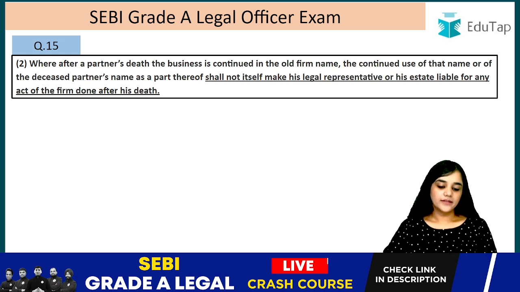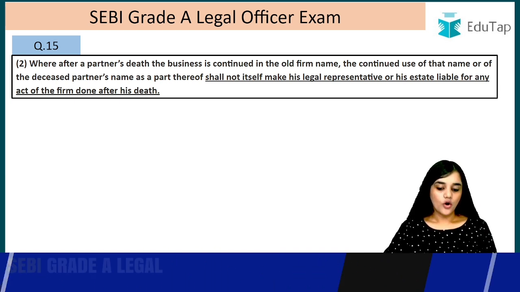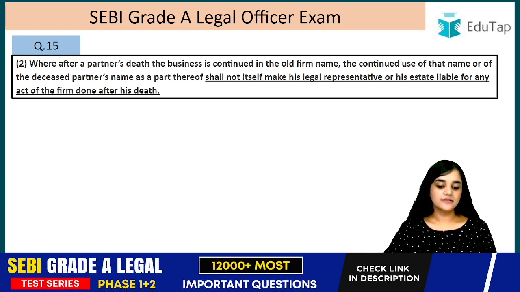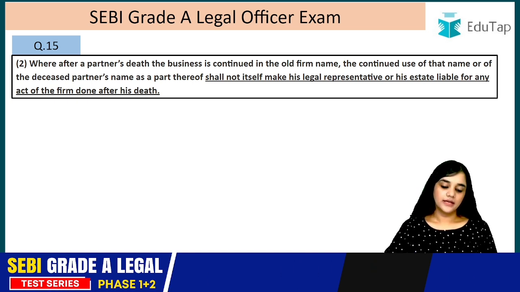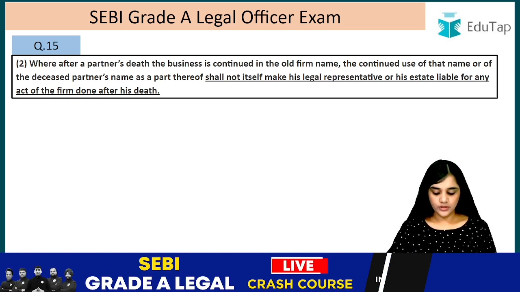Where after a partner's death, the business is continued in the old firm name, the continued use of that firm name or the deceased partner's name as part thereof shall not itself make his legal representative or his estate liable for any act of the firm done after his death. Clear what is holding out?